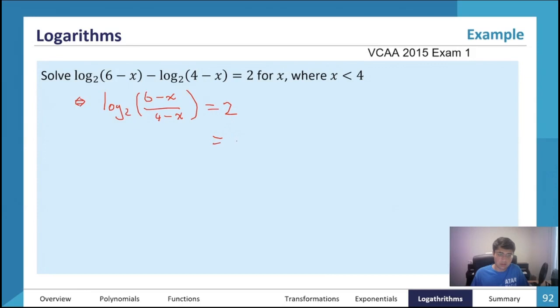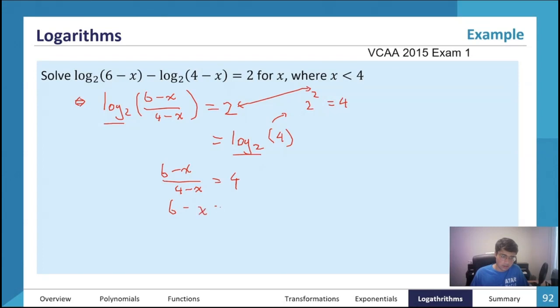And 2 we can also express as log base 2 of 4, because remember what the statement means is that 2 to the 2, and that's where we're getting that 2 from, is equal to 4. So we can write that, and because we have the same base logarithm, we can equate whatever the input of the logarithm is. (6 minus x) over (4 minus x) equals 4. Then it's just simple algebra. So we have 6 minus x is equal to 4 times (4 minus x), which is 16 minus 4x.